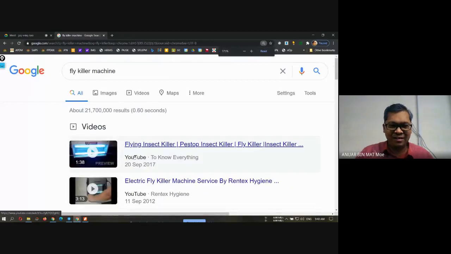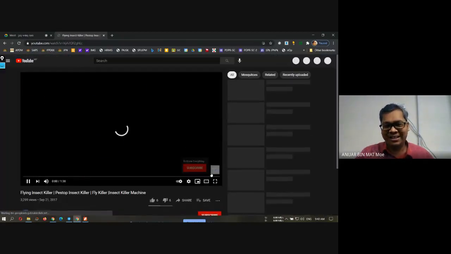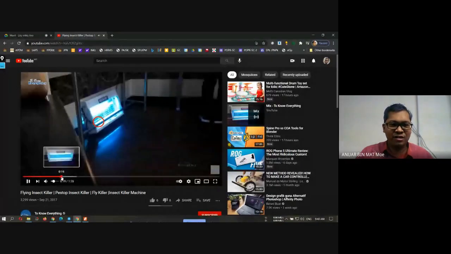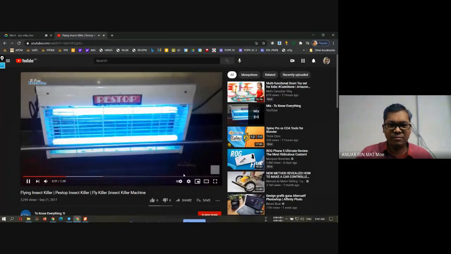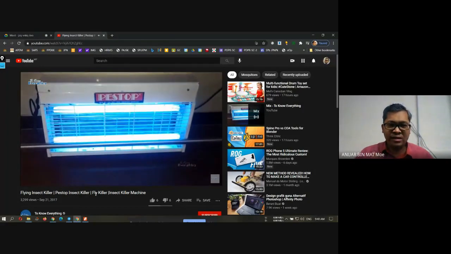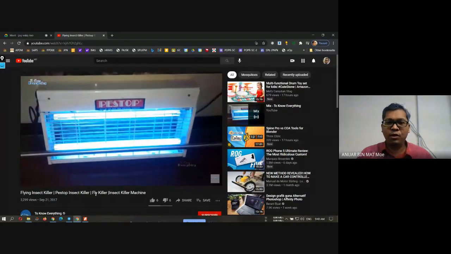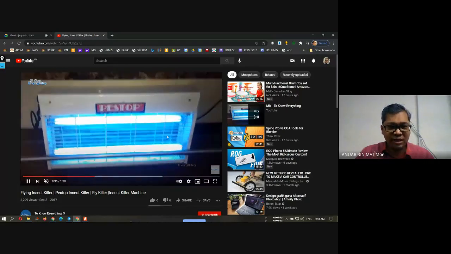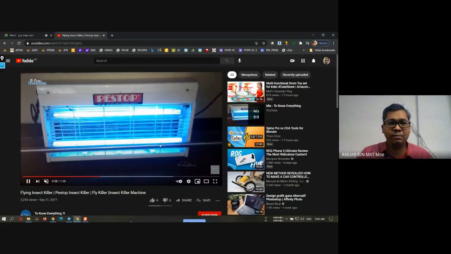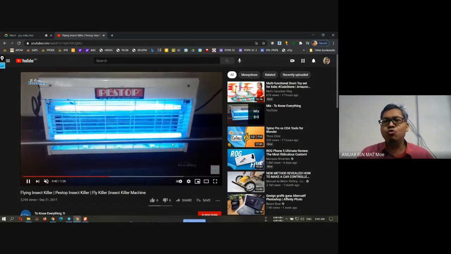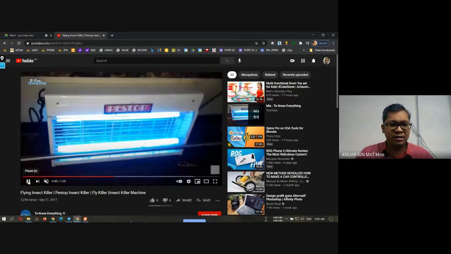This one. Can you see this one? This is usually in a restaurant, a big restaurant. This is one of the devices that you can use to control the population of flies, to kill the flies. When the fly goes inside this device, it will be burned by the electricity. And why is its color blue or sometimes purple? That is the color of what?